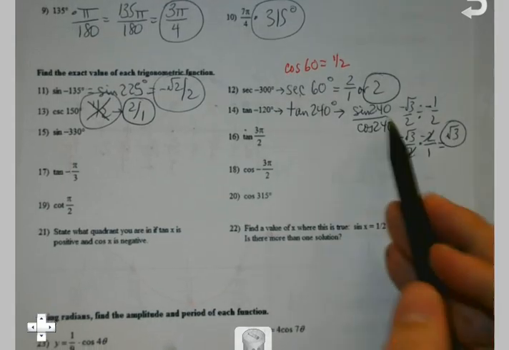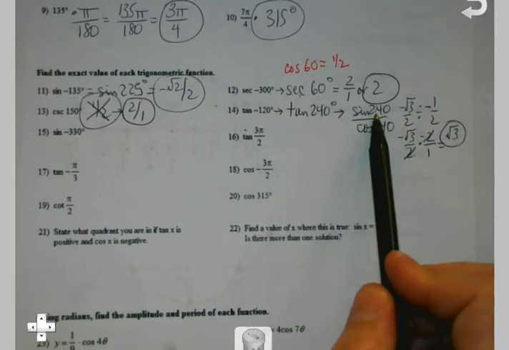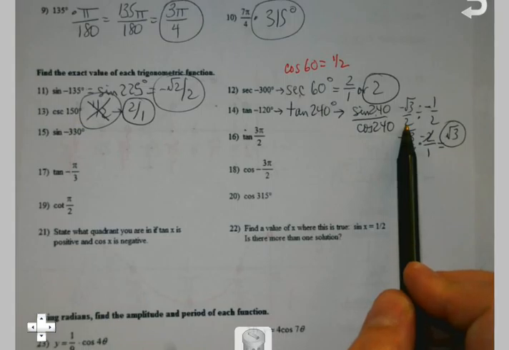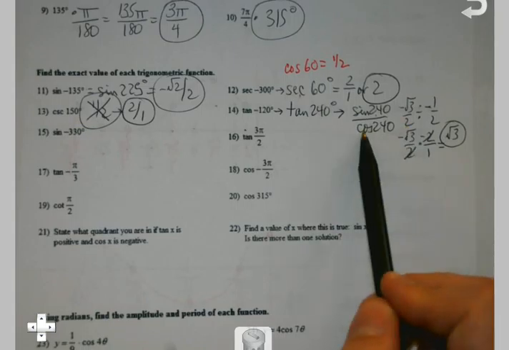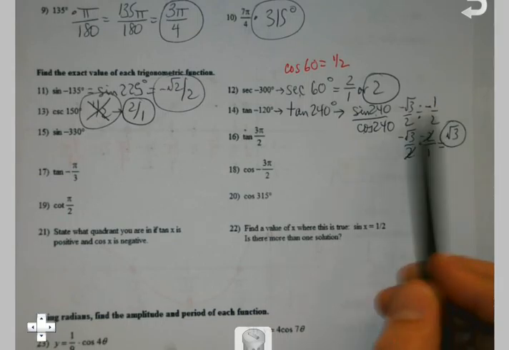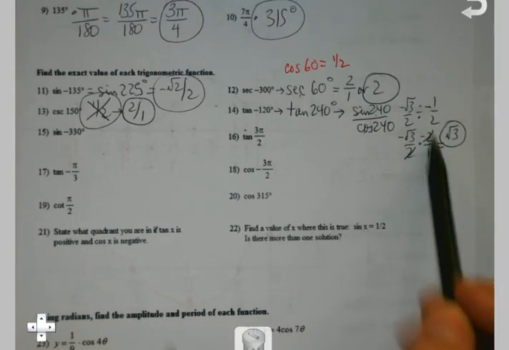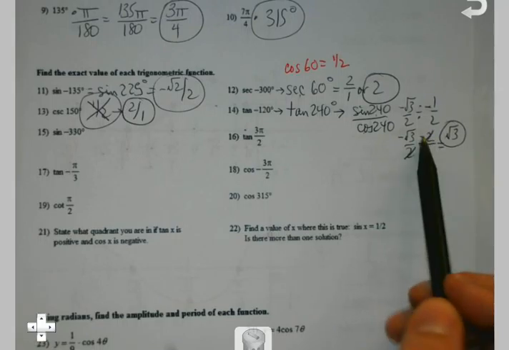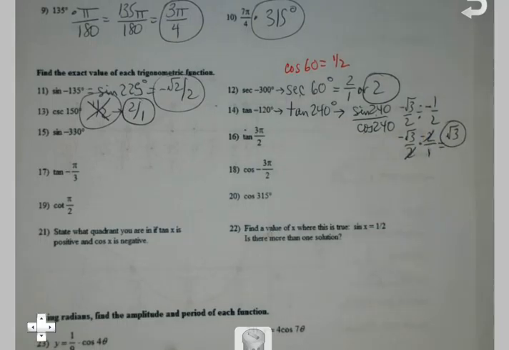Okay, sine of 240, I took right off my unit circle, is the negative square root of 3 over 2. Cosine of 240, took it right off my unit circle, negative 1/2. When we divide by a fraction, it's like multiplying by its inverse, or its flip. Negative times negative makes it positive, and that's where I get my solution from.